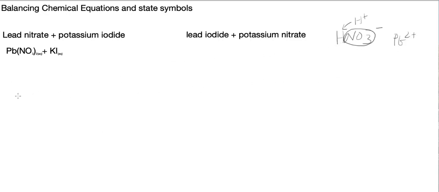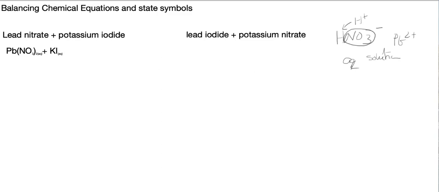It tends to form 2 plus ions, not always. And so I know I'm going to have Pb(NO3)2, with NO3 twice. Now this (aq) means aqueous, or solution in water. Likewise the (aq) on the potassium iodide.